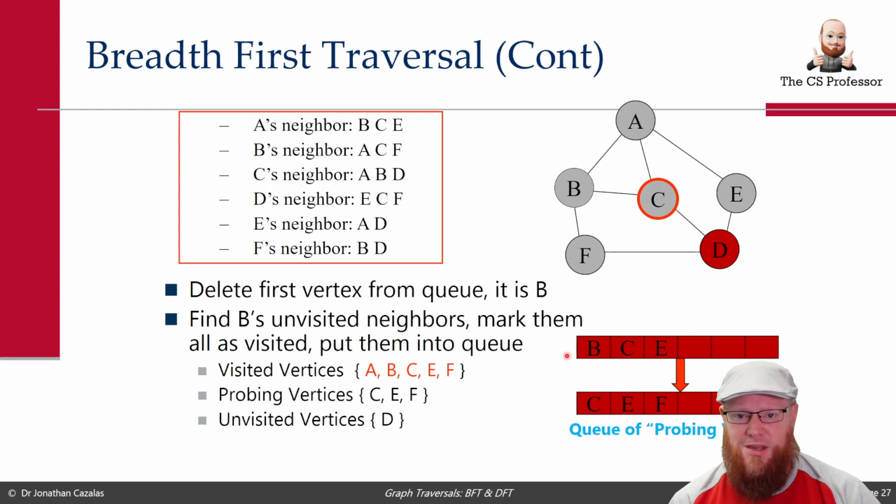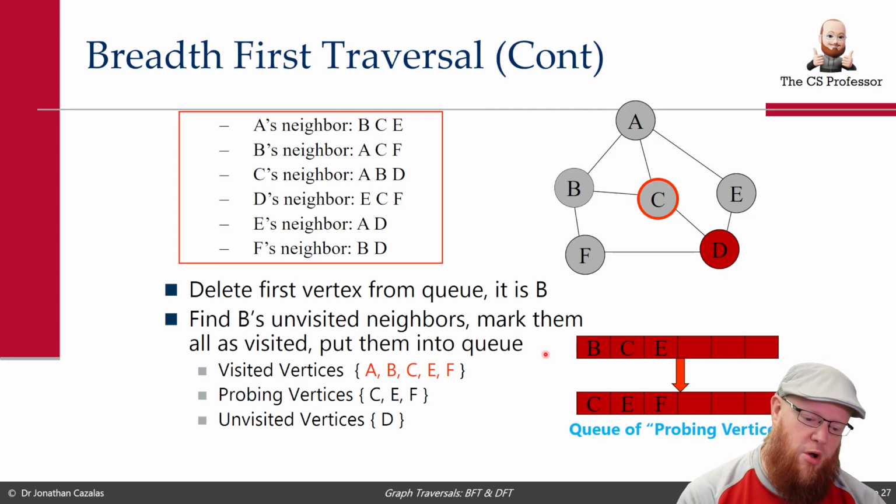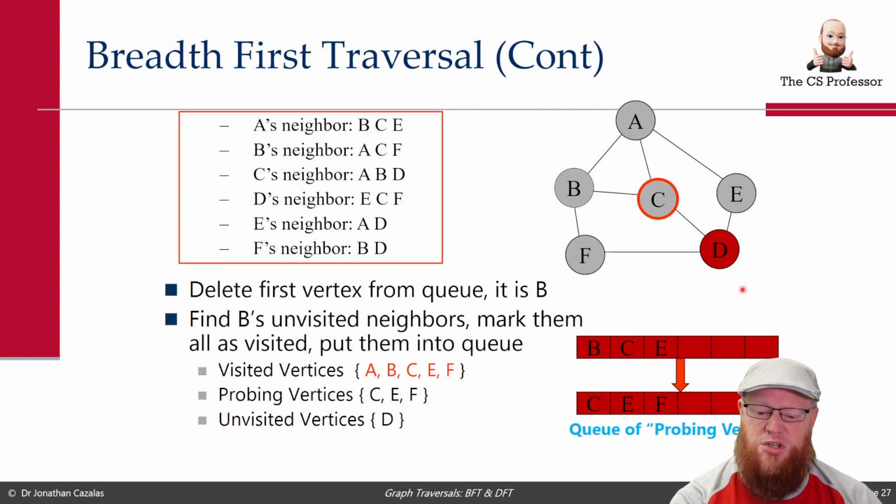One more time, DQ B. The queue will have C and E left in it. We're going to take B's unvisited neighbors, which is just F. We're going to mark F as visited, throw F into the queue with an enqueue operation, done.